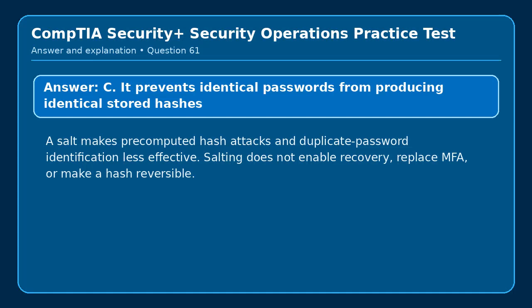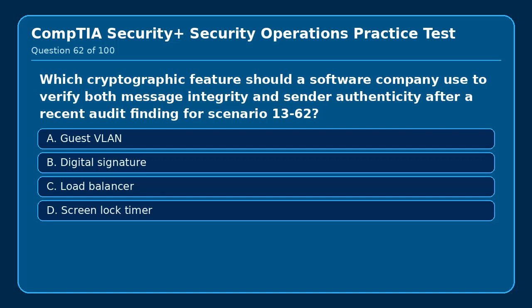Question 64. For a training screenshot at a distribution warehouse, which method hides sensitive fields while preserving the document format while documenting the incident ticket for scenario 13 to 64? A. Data masking. B. Tailgating. C. Open relay configuration. D. ARP spoofing. Take a moment to choose your answer.